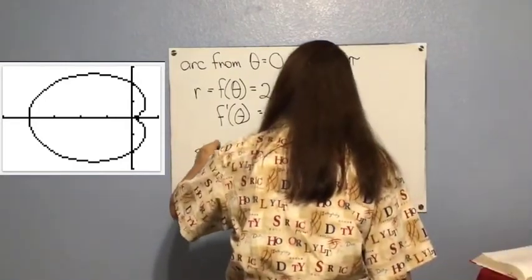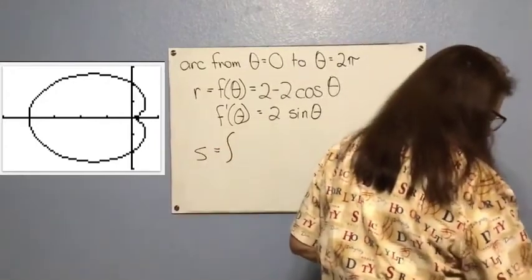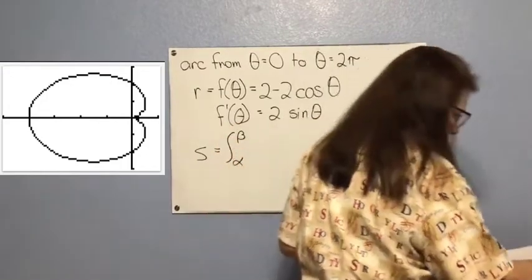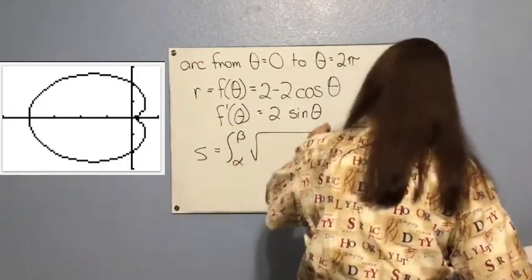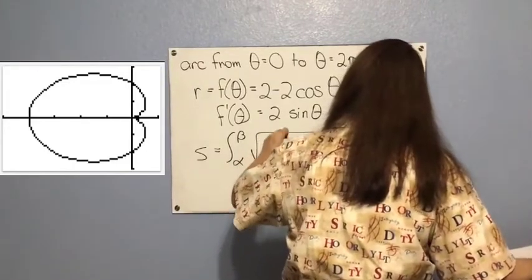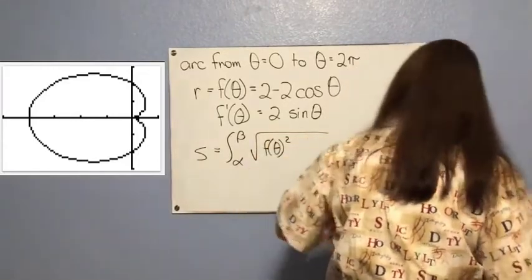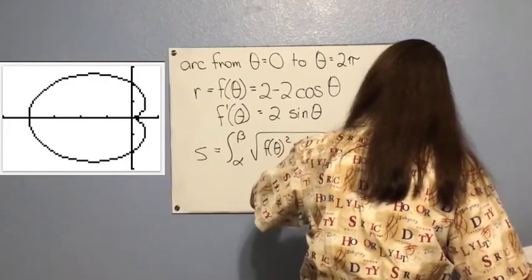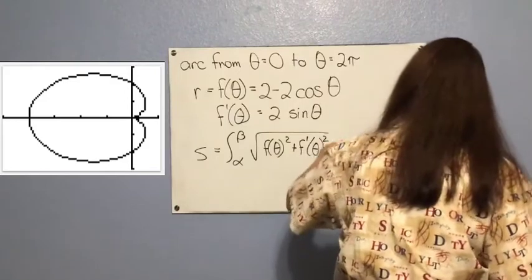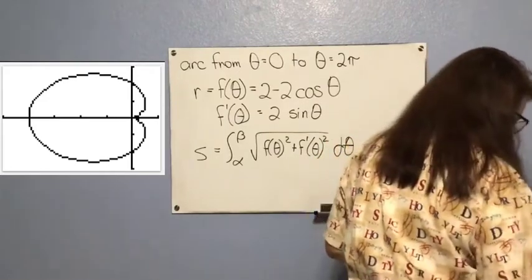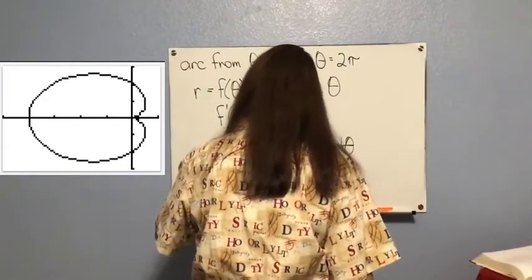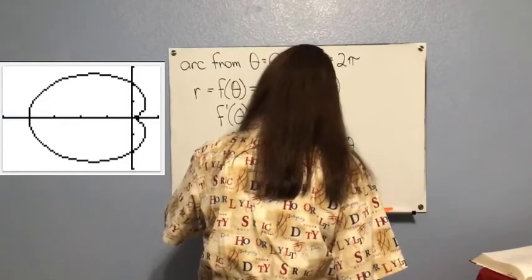So here's my arc length formula. And we'll just use alpha and beta for now for the general formula. And it's the square root of f of theta squared plus f prime of theta squared d theta. Okay, substituting in the values that I'm going to use, we'll go from 0 to 2 pi.